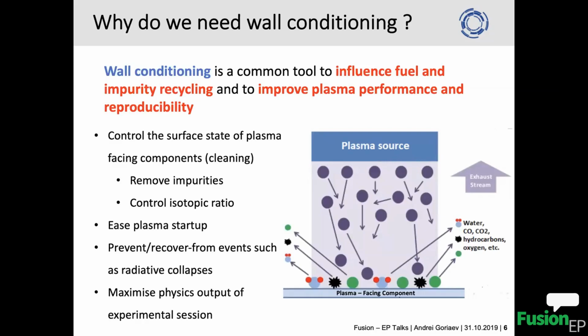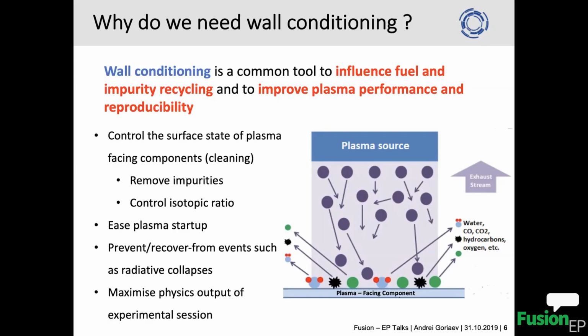So we discussed more or less those two problems, the problems of impurity and the problems of fuel recycling, and we need to solve them somehow. One option is called wall conditioning, which is the tool to improve plasma performance and reproducibility. Wall conditioning is a set of different techniques: plasma-based techniques, some kind of thin film deposition technique, some mechanical action, and stuff like this. I will explain it a little bit later.